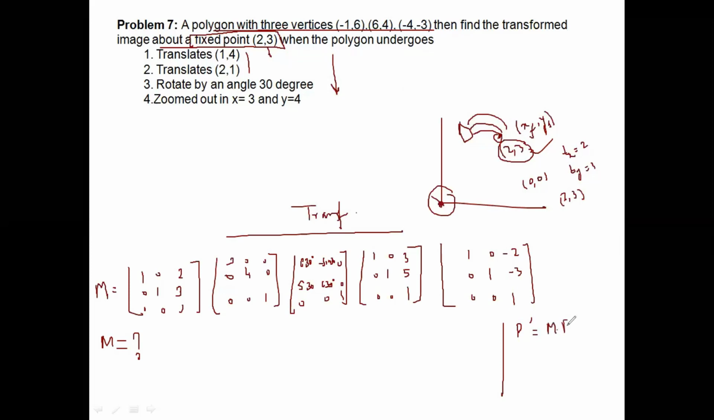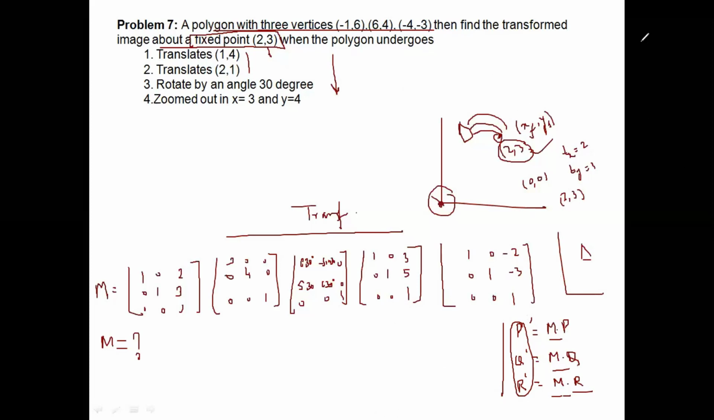M comma P, M into P, Q dash resultant matrix, R dash resultant matrix, and then multiplication of the points. So after multiplying these matrices, you will get the new points. So I hope you will be able to draw the figure after performing the transformations. You will be able to draw the new figure after doing the transformations.